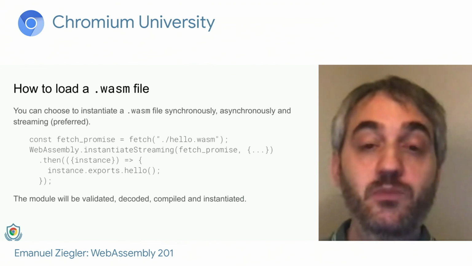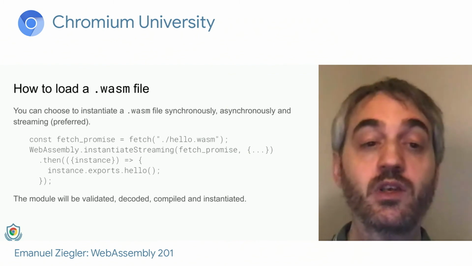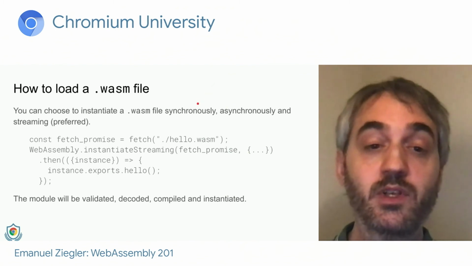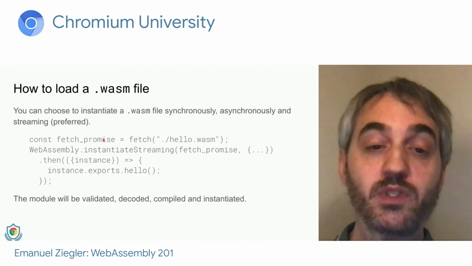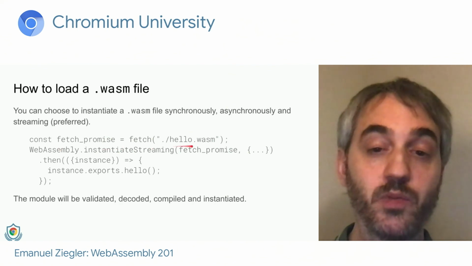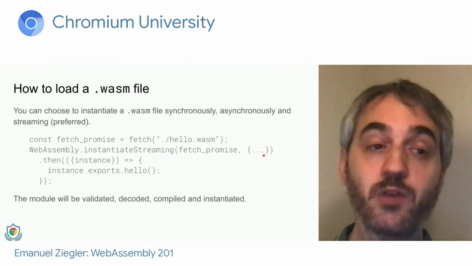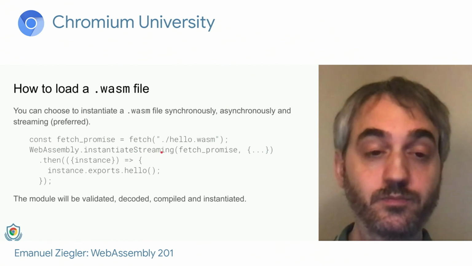If I want to load a wasm file from JavaScript, I can choose between a synchronous, an asynchronous, and a streaming API, where obviously the streaming API is preferred because it matches more the way data is normally loaded in JavaScript. So you can see here in this little example, I'm using a fetch promise that loads a wasm file. This fetch promise I can then feed into WebAssembly.instantiateStreaming, which triggers the streaming compilation. Additionally, I can give a set of parameters here that will define, for example, what I want to import and other things that I want to pass over.